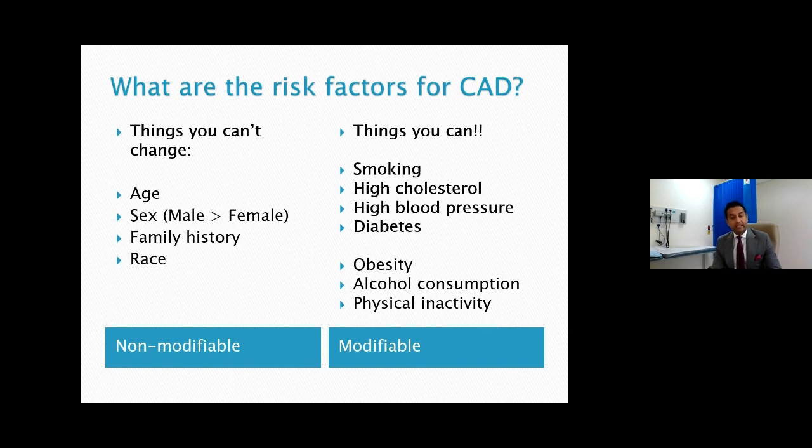So what are the risk factors for developing coronary artery disease? Well, broadly speaking, you have two sets of risk factors: the non-modifiable risk factors, so things that you can't change, and then the modifiable risk factors, things that you definitely can change. So the non-modifiable risk factors would be age, sex, although I guess in current times even that's questionable, but we won't go into that, your family history and race. And then the things that you can change, so the things that we're going to focus on in this talk are going to be smoking, your cholesterol buildup, blood pressure, diabetes, obesity, alcohol consumption, and physical inactivity.